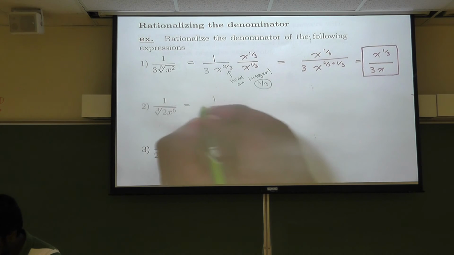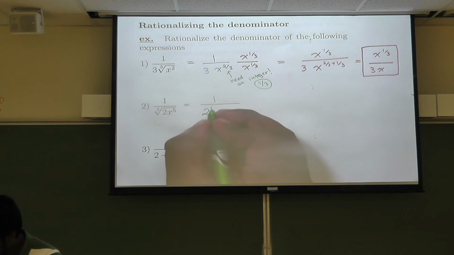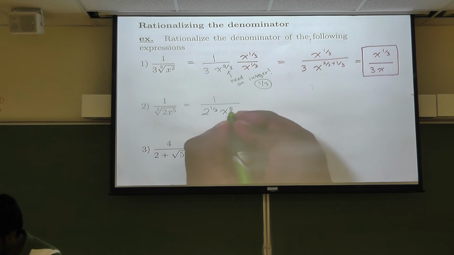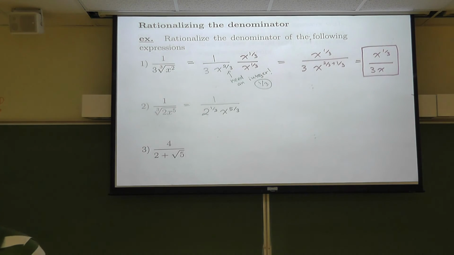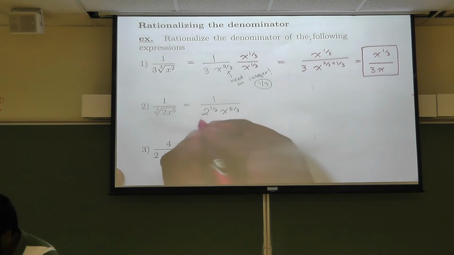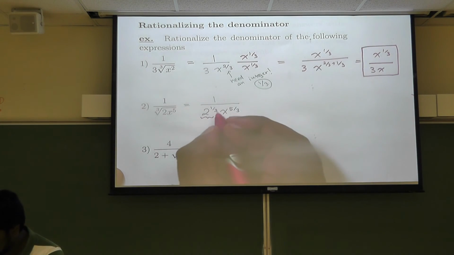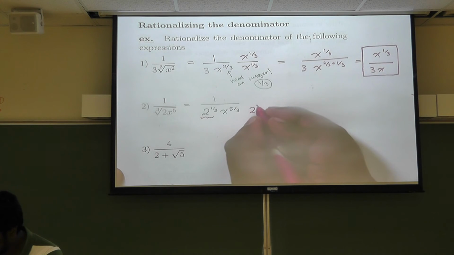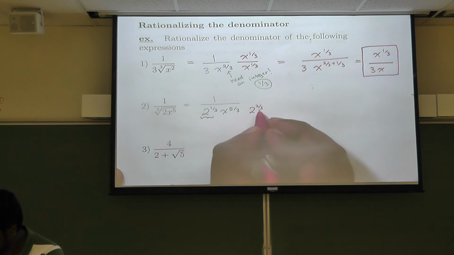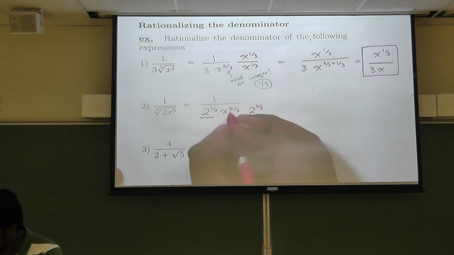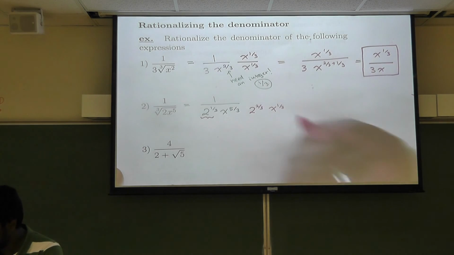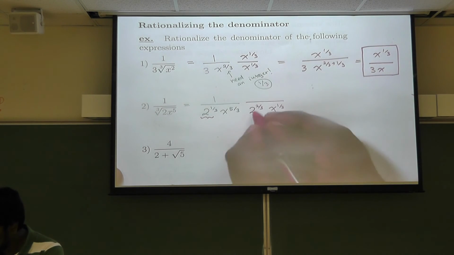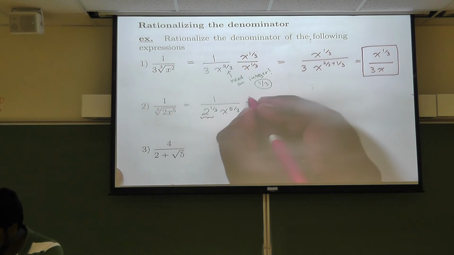Let me rewrite that. I have 2 to the power 1/3 and x to the power 5/3. Now again, the whole point is you should have integer exponents in the denominator. So let's see what's missing. 2 to the power 1/3. I need to make this an integer, so I would multiply that by 2 to the power 2/3, because 1/3 plus 2/3 becomes 1. And x to the power 5/3, if I multiply by x to the 1/3, that would become 6/3, which is an integer, which is 2. So if you do it to the bottom, you have to do it to the top.